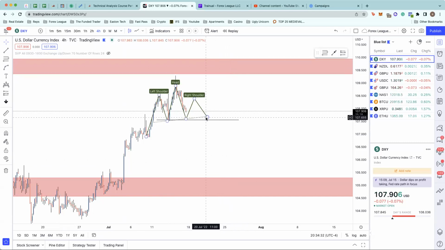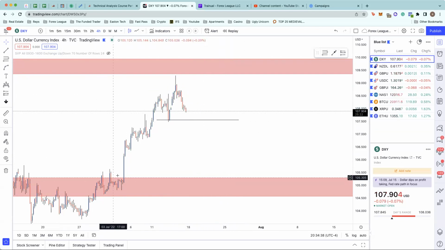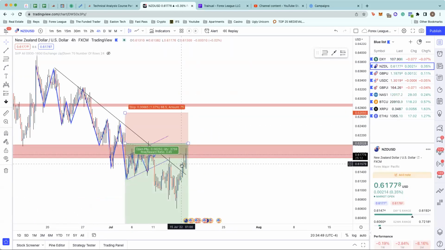So DXY, personally, I don't normally trade this pair. I just look at this for overall direction. The way that it looks right now is we are clearly very bullish. We have some resistance up here. We are on a pullback right now, but to me, we're just in a pretty bullish trend right now. So let's go to NZD USD.